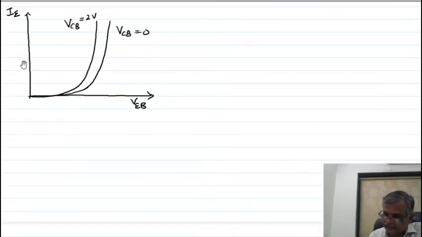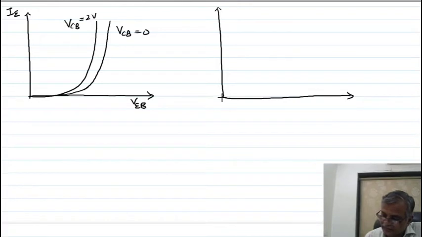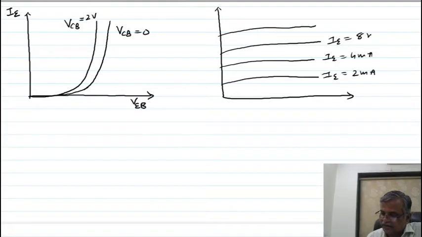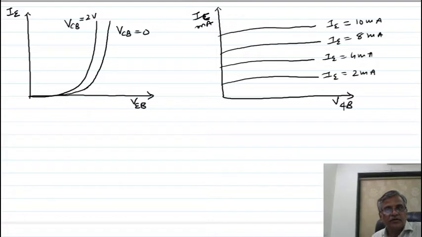Now I am showing you another graph. This is output characteristics. 1, 2, 3, 4. This emitter current is 2 milliampere. This is your 4 milliampere. Just for understanding, I am writing 8 milliampere. This is your 10 milliampere collector current. This is your collector base voltage.